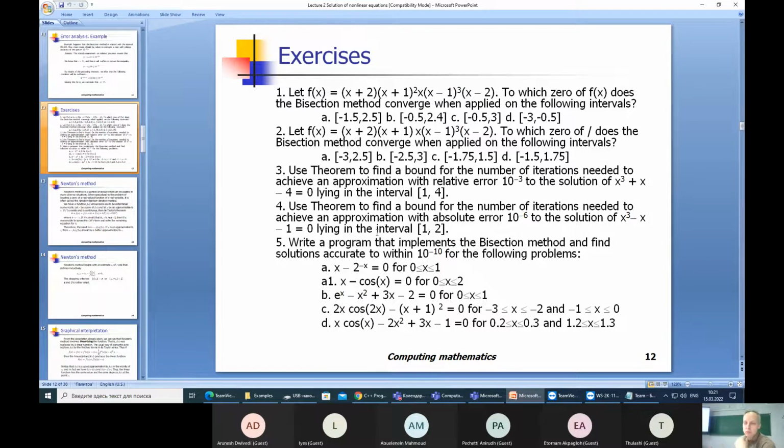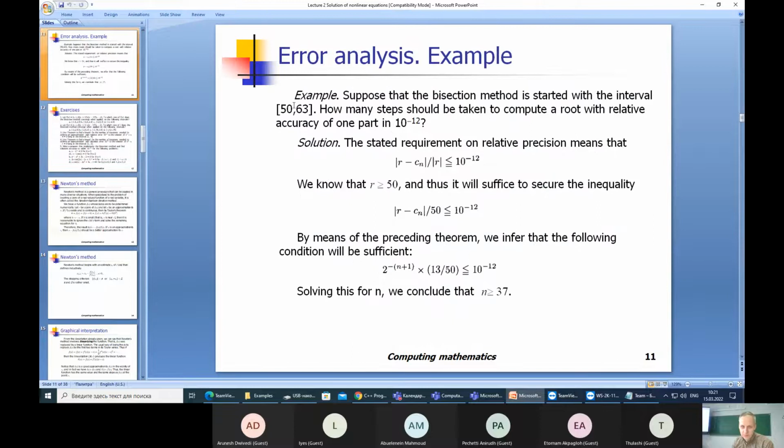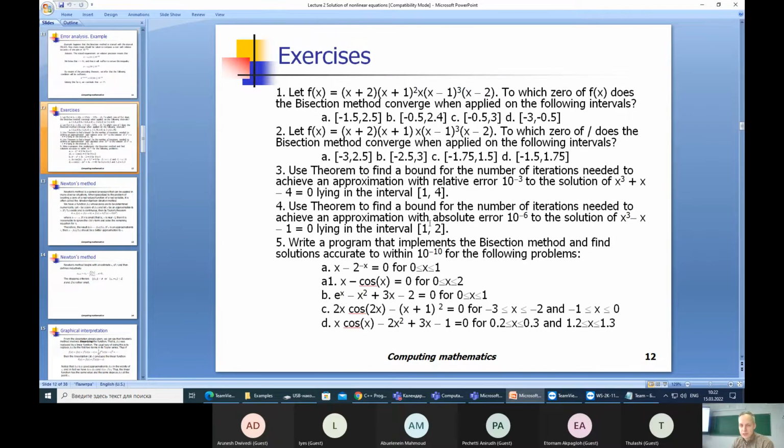Well, to understand it, I ask you to try to solve exercises number 3 and 4 exactly in the same way as this example is solved. Only we take other intervals and another value of tolerance.